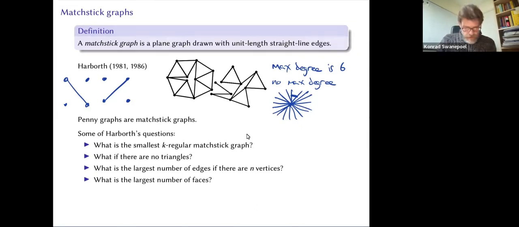Let me continue about this question. One of his questions was, what's the smallest k-regular matchstick graph? A regular graph just means all the vertices have the same degree. That was his first question. He also asked, what happens if there are no triangles? What's the largest number of edges? Just like what I discussed with penny graphs. He also asked, what's the largest number of faces? But once you use Euler's formula, this is basically the same question as the maximum number of edges, so I'm not going to think about that.